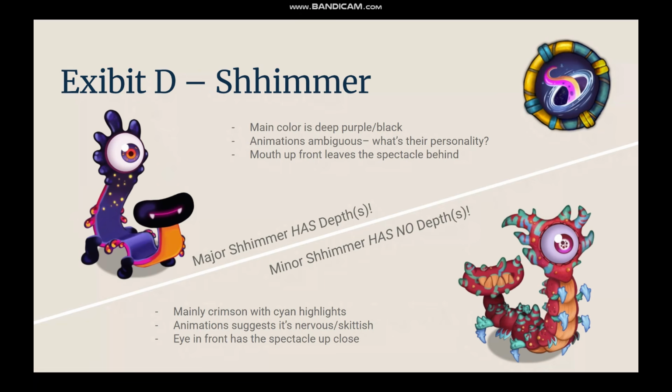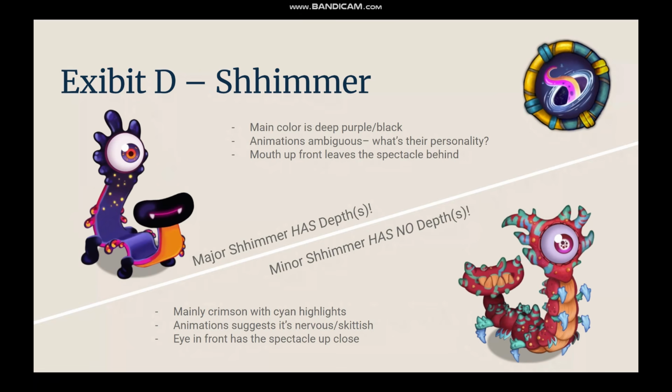It is mainly crimson with cyan highlights, so a lot more visual than Major Shimmer. The animation suggests that it's nervous and/or skittish. You can see when it's playing, it does the pointing of its fingers together, kind of in a shy way. It looks around kind of meekly as it takes steps back and forth.